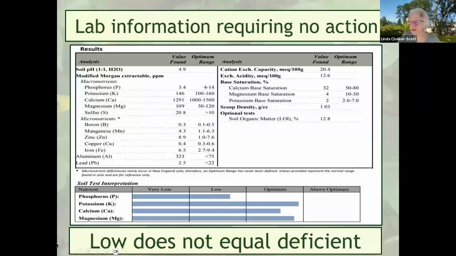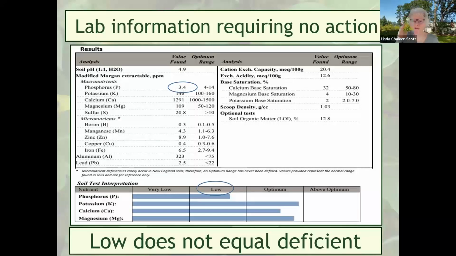Second thing not to worry about is if something is low, it doesn't mean it's deficient. So here's my soil test again. You can see that I have low phosphorus. It's not deficient, it's low. If it was very low, that would be deficient. But when you look at what it actually is, it's 3.4 parts per million, and the optimal range is 4 to 14 parts per million. So it's just a hair below.